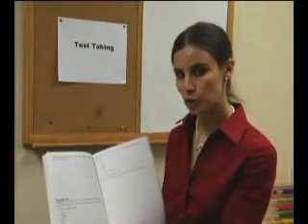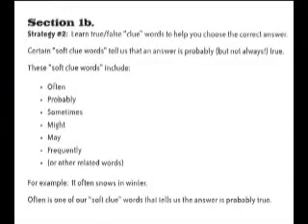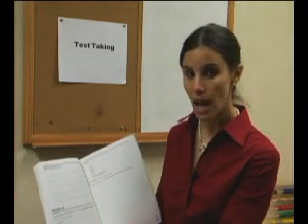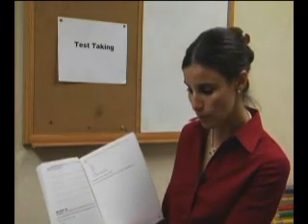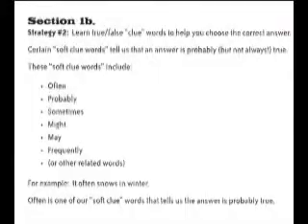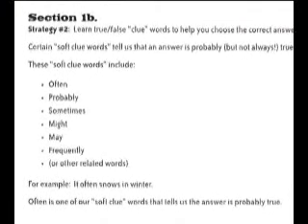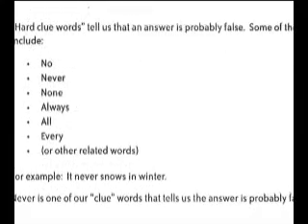Now let's look at the next true-false strategy. This strategy tells us to learn true-false clue words to help us choose the correct answer. There are soft clue words that tell us that the answer is probably true, and there are hard clue words that tell us that the answer is probably false. Soft clue words include often, probably, sometimes, might, may, and frequently. Hard words include, but are not limited to, no, never, none, always, all, and every.